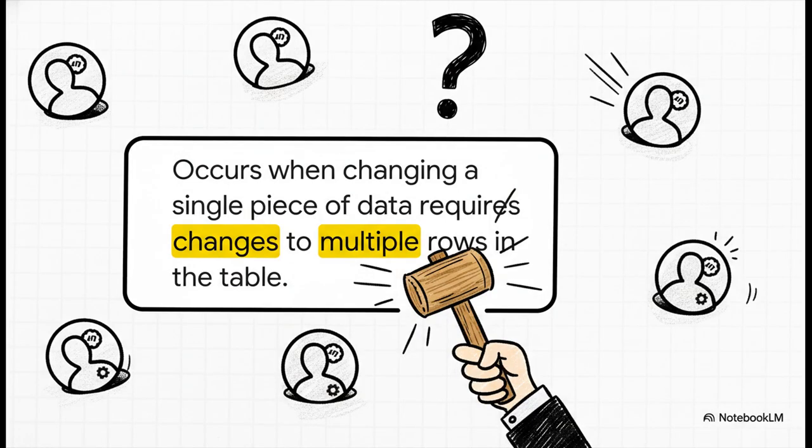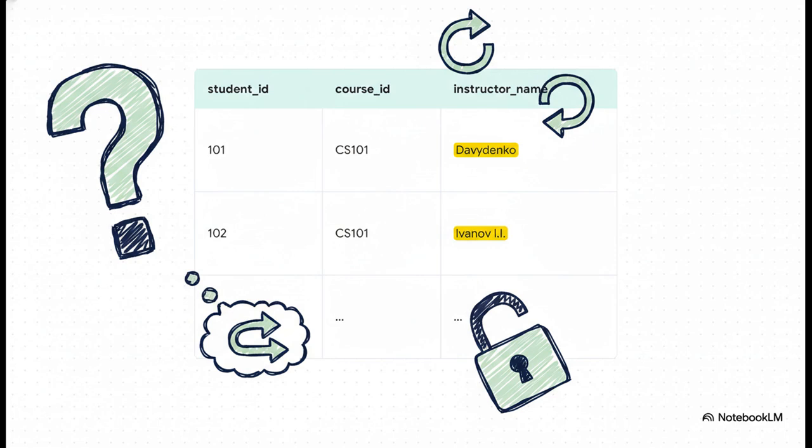All right, next up is the update anomaly. This is what happens when you need to change just one piece of information. But because it's copied all over the place, you have to go on a scavenger hunt to find every single instance of it. Just imagine Instructor Ivanov changes his name to Davydenko. Now, to update our database, we have to find every single row where his name shows up and change it. And if we miss just one, like you see here, our data is now totally inconsistent.